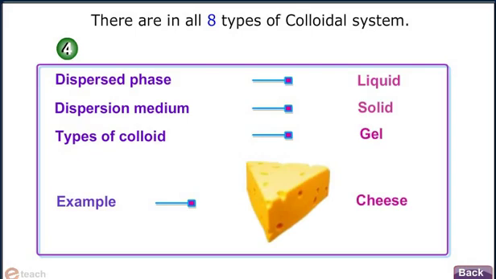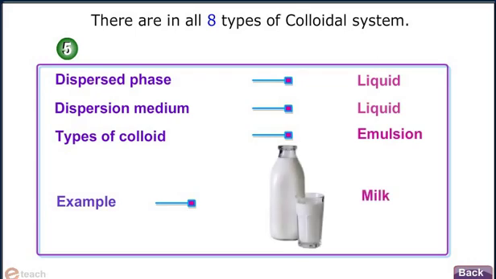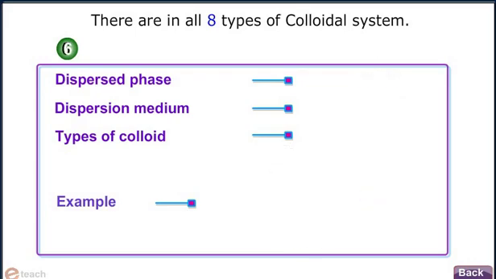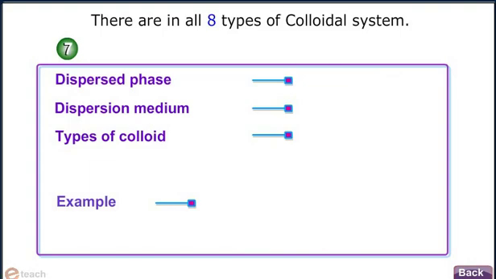For example, cheese. The fifth one is dispersed phase is liquid, dispersion medium is liquid, type of colloid is emulsion, and for example, milk. The sixth one is dispersed phase is liquid, dispersion medium is gas, type of colloid is aerosol, for example, cloud.